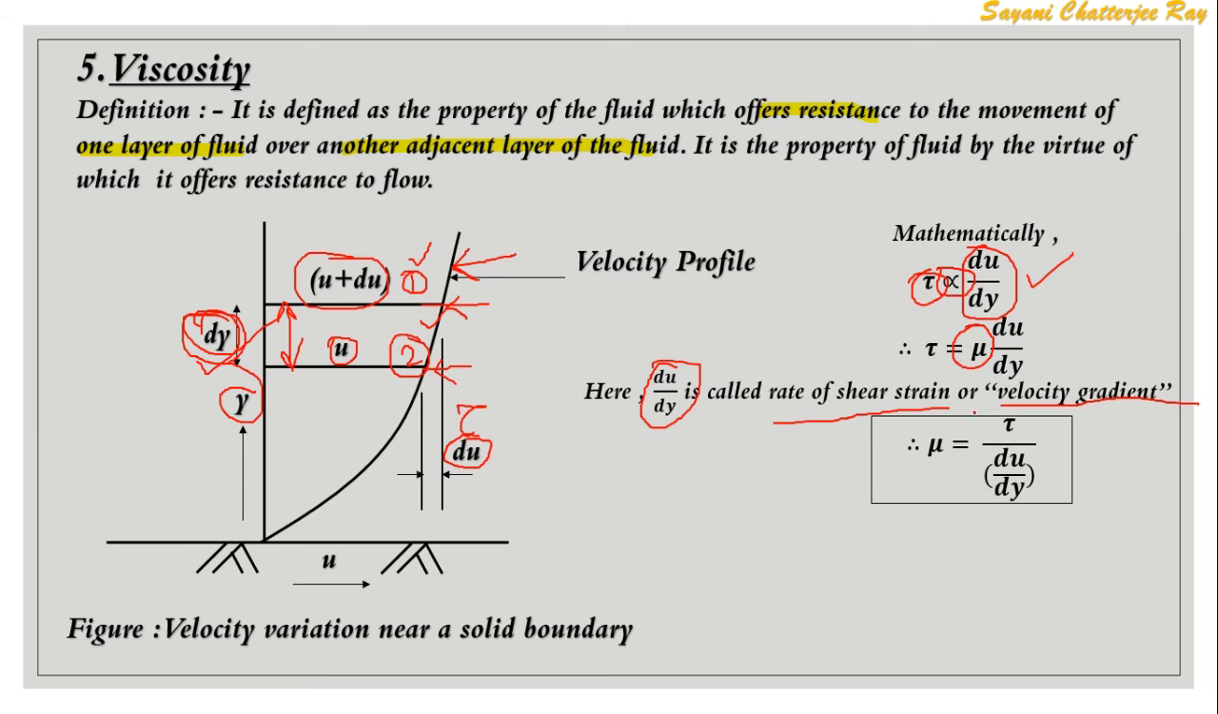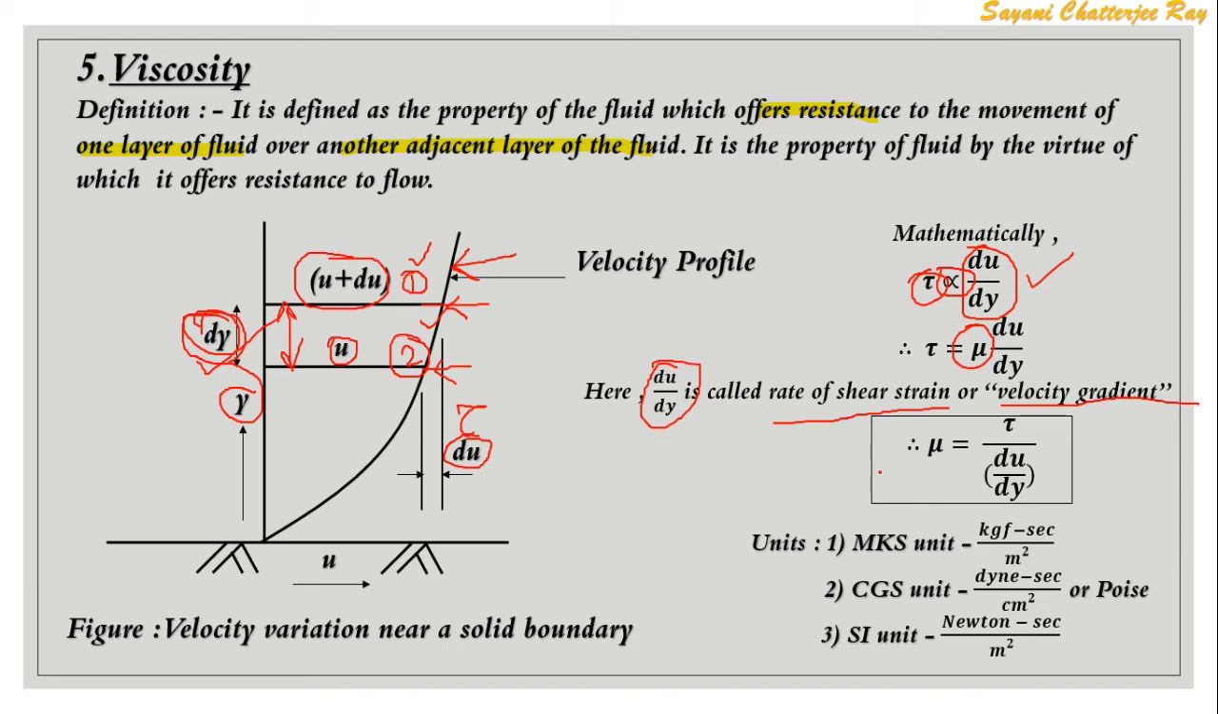That means it is the ratio of shear stress to rate of shear strain or velocity gradient. Units of viscosity in MKS system is kgf second per meter square. In CGS system, the unit is dyne second per centimeter square, or it is called poise. And in SI units, the unit is Newton second per meter square. Let us study in detail the CGS units of viscosity.